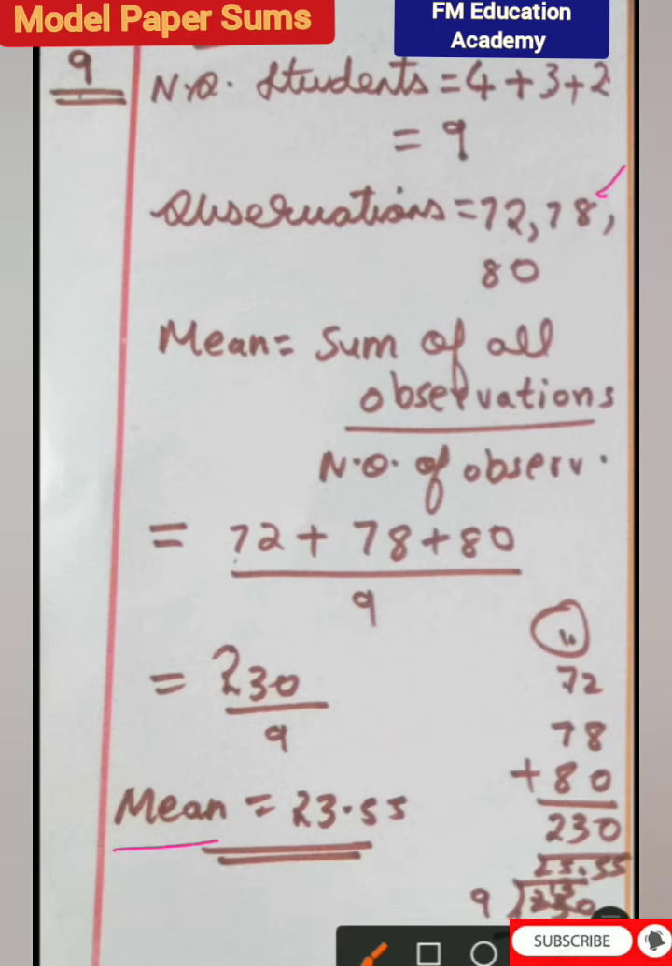The question asked us to find the mean of the pulse rate of the above students. So the mean of the pulse rate of the above students is 25.55.